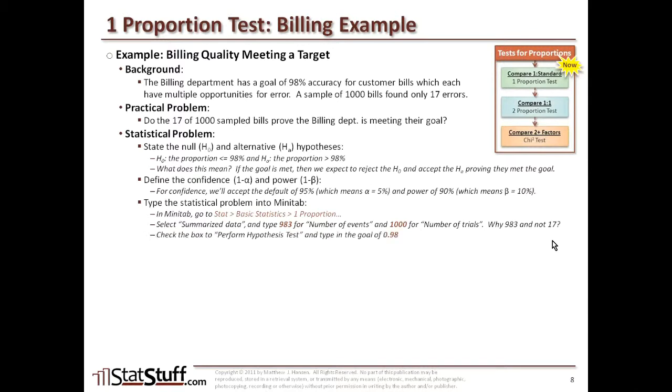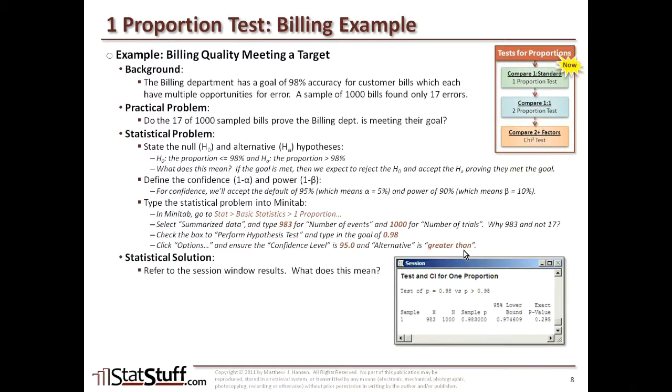So based off of that, then we're going to check the box to perform the hypothesis test, and we're going to type in the goal of 0.98, which was our goal for the accuracy. And then we're going to click the options button, and we're going to make sure that we have the confidence level of 95% as our confidence level we identified earlier, and that the alternative is set to greater than. And then from a statistical solution perspective, here's the output that we would see from Minitab.